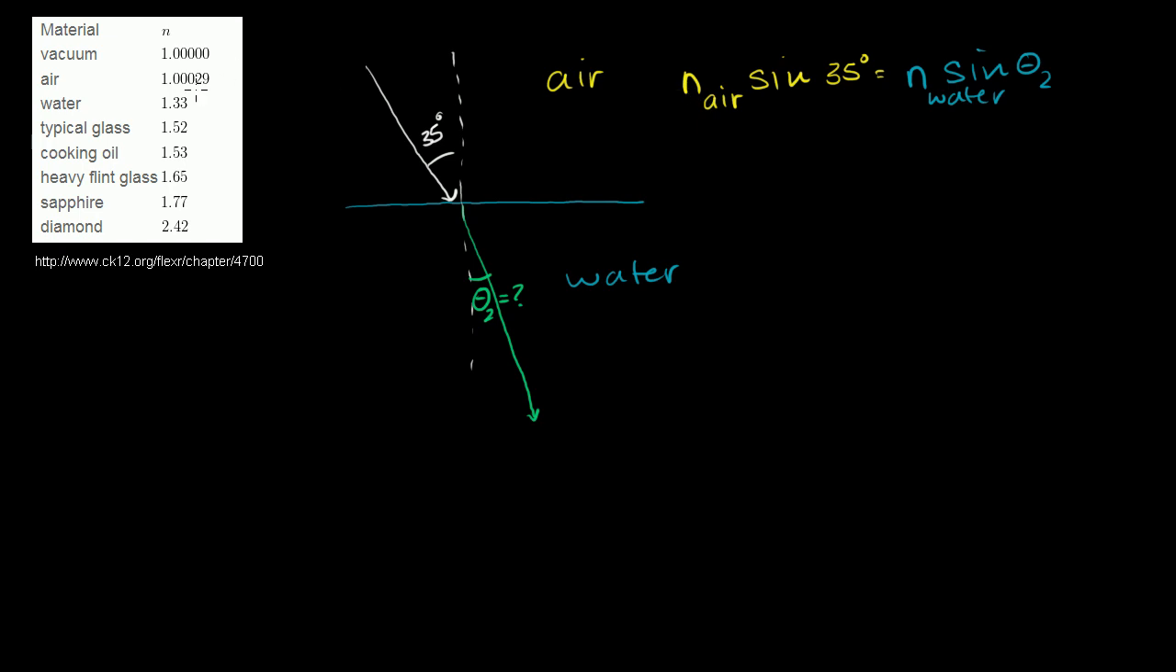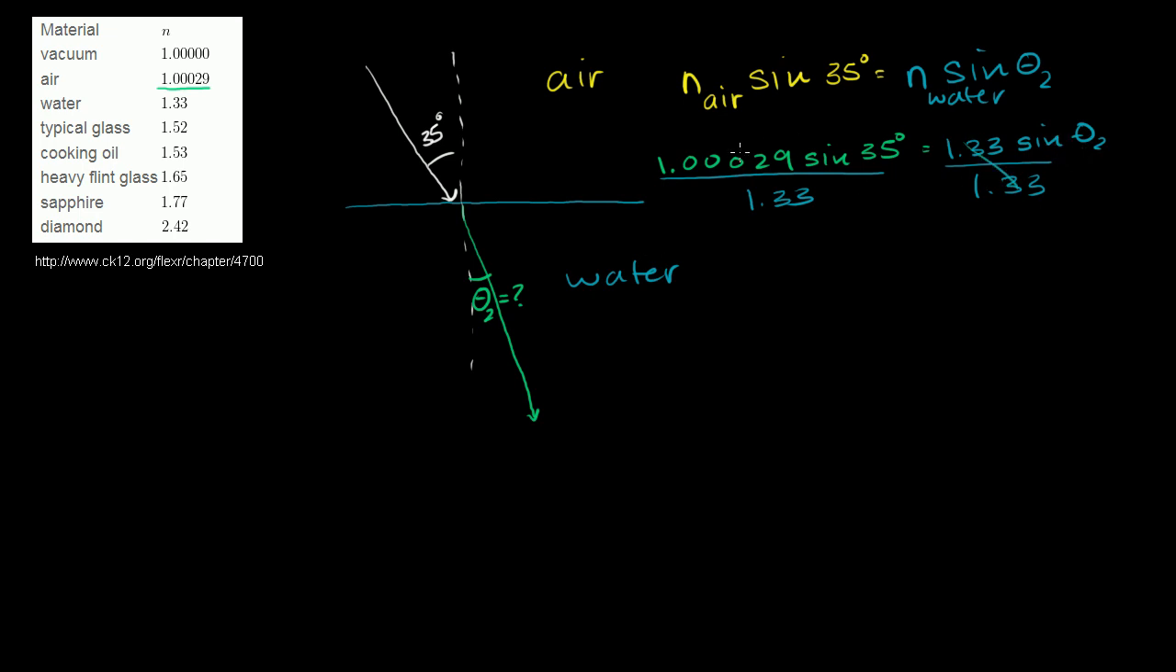The refraction index for air is this number right over here, 1.00029. So 1.00029 times the sine of 35 degrees is going to be equal to the refraction index for water, which is 1.33. So it's 1.33 times the sine of theta 2. Now we can divide both sides of this equation by 1.33. On this side, we're just left with the sine of theta 2.